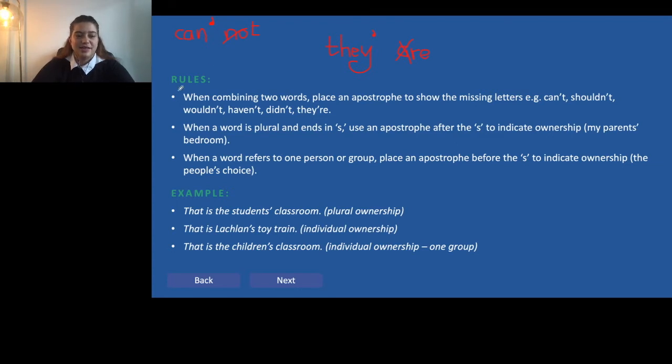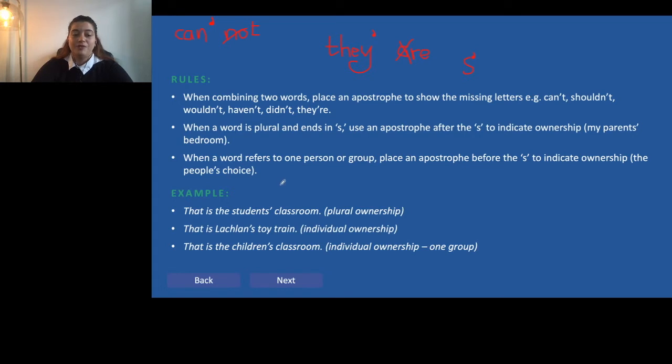All right. The next one, for an example when we can use it, is when a word is a plural and ends in S. Use the apostrophe after the S to indicate ownership. So, my parents' bedroom. Parents already has an S at the end. So we put the apostrophe next to it, and we know that means it's possessive, but we're not saying parents-es bedroom. We're just saying my parents' bedroom.